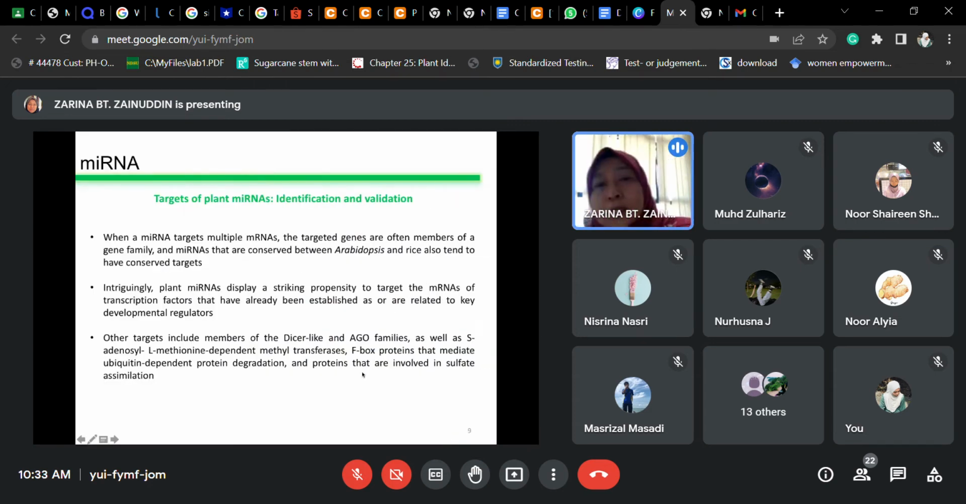Alright, so these slides, the next slide will give you examples of targets of plant microRNA, what genes they target. So for example, this is how they validate the targets of plant microRNA.